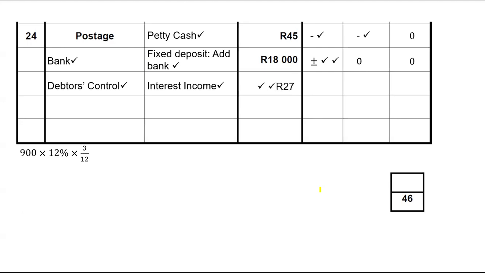Debtors control is an asset, and the assets will have plus. Interest income is income that will increase owner's equity. That's why we have plus on the owner's equity, and under liabilities will have 0. All right, and that's how you will get those 45 marks.